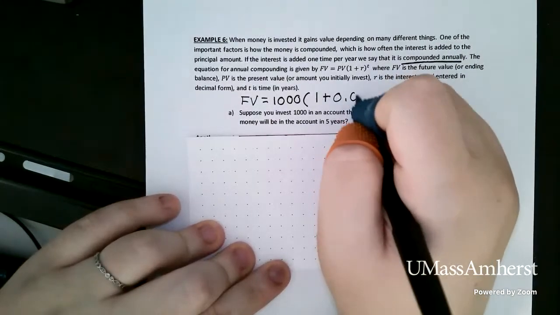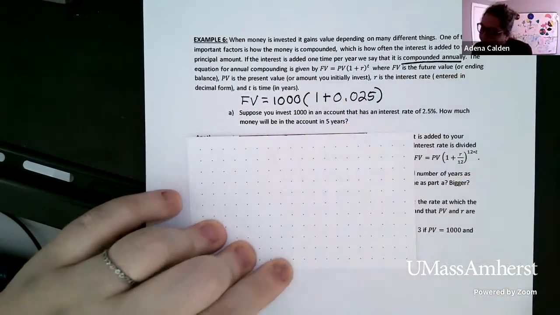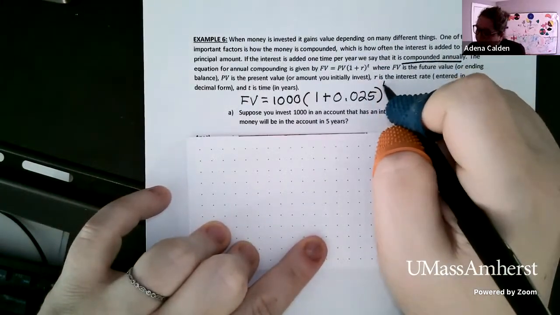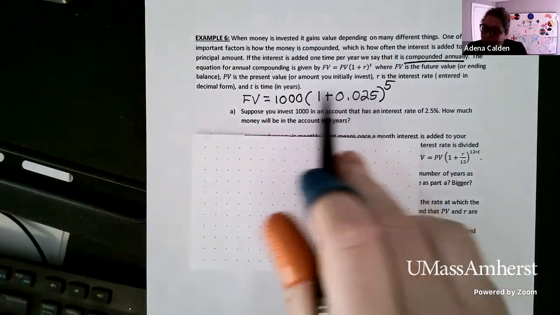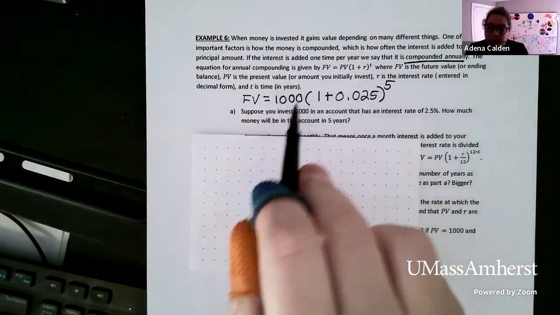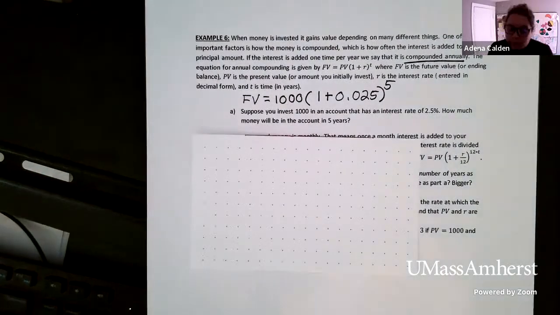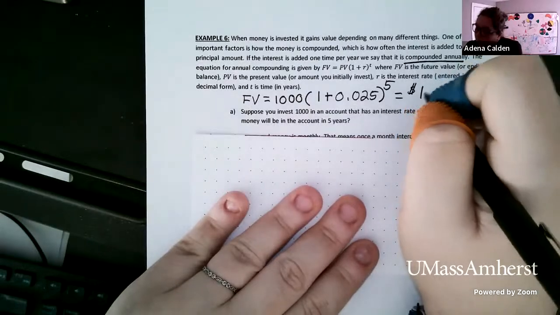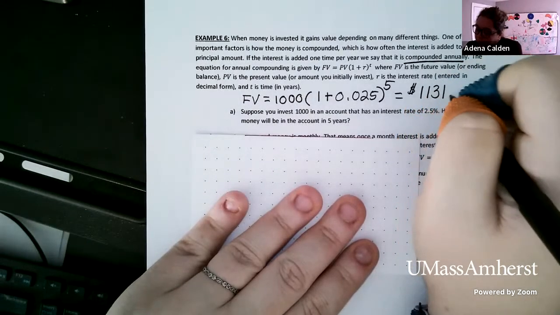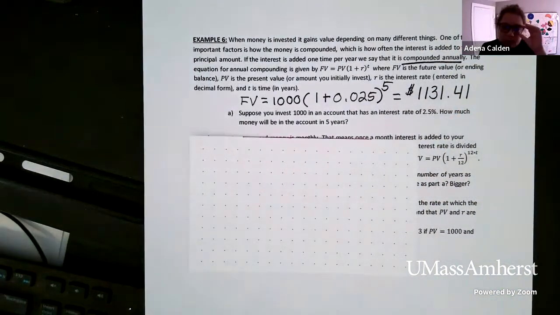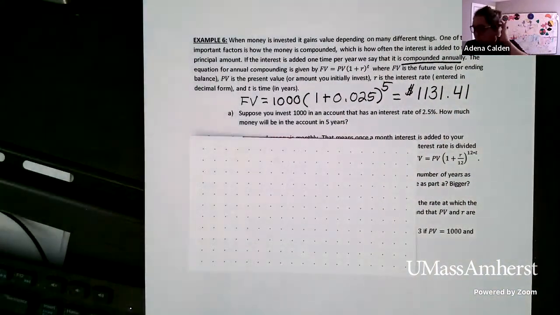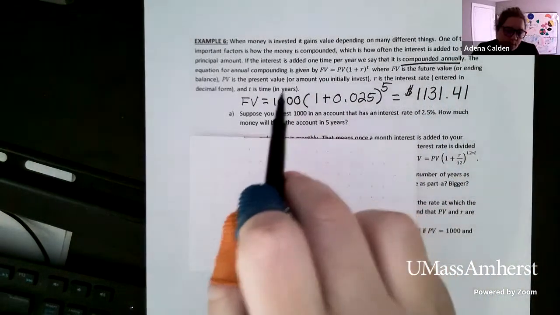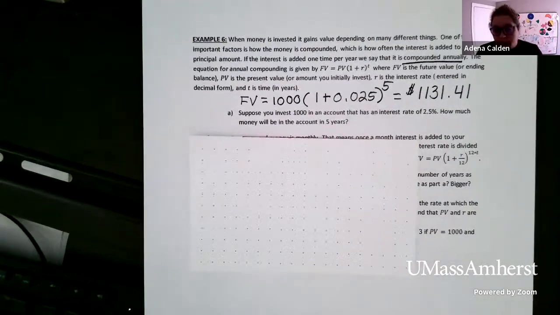0.025. And then up here we have time. So time t here is 5. So we need to make sure that this number is raised to the 5th power, but this number is not. Okay, so when you crunch that in your calculator, hopefully we get the same value here, $1,131.41. So at the end of the 5-year investment, that's how much money you will have, which is more than you started with, based on this interest rate.